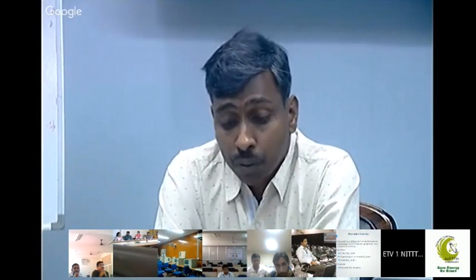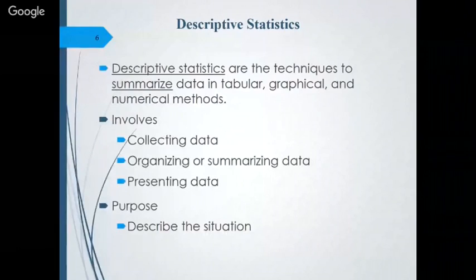The purpose of descriptive statistics is to describe the situation. So we will collect the data from different sample engines, and we have to summarize it and present it. And present it means we have to tell the company management or the R&D groups that this is the situation of this engine regarding these parameters. So our purpose is to describe the situation.